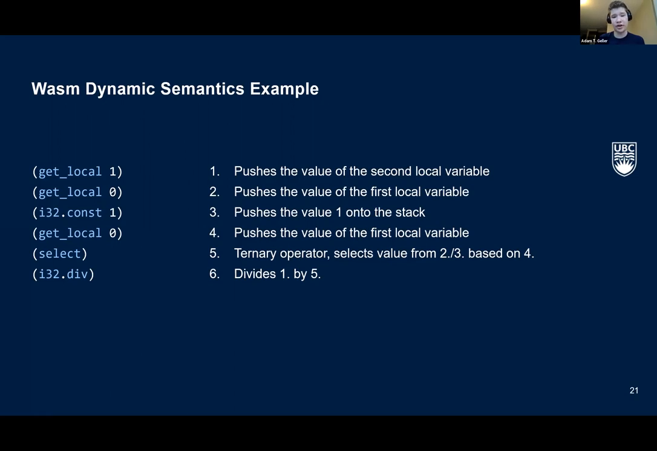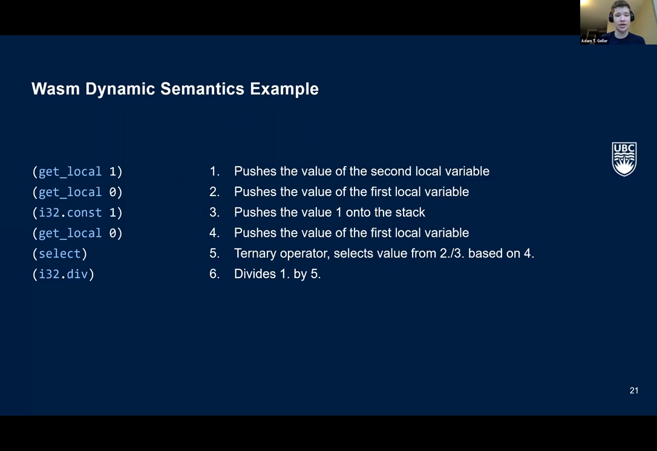The instruction on line 3 is just a constant instruction. So although conceptually it pushes this constant value onto the stack, because it's already a value and the stack is represented as a sequence of values, as we will see, it actually won't do anything. Again, we have an instruction that gets the value of the first local variable. Then we get to this select instruction, which is a little bit more interesting.